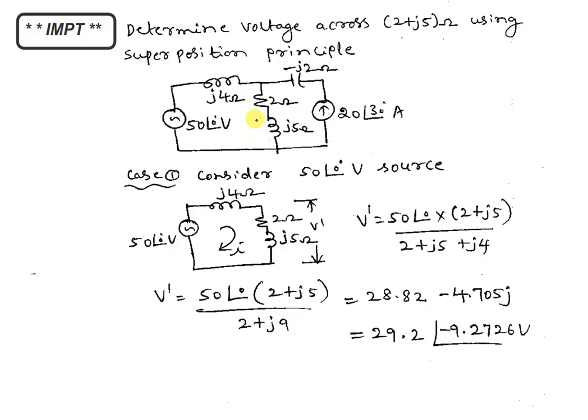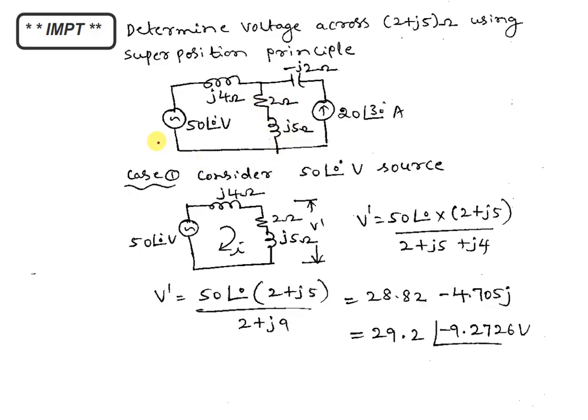We need to find out what is the voltage across 2 plus 5j, this branch, through this full branch, 2 plus 3j, 2 plus 5j. That you have to calculate using superposition theorem. Superposition theorem states that overall response is equal to algebraic sum of individual response. So what is a response? That is, what is the voltage given by this 50 volt source alone? What is the voltage given by this 20 at an angle 30 amps current source alone? After that we have to add the responses, which will give you the overall voltage at this point.